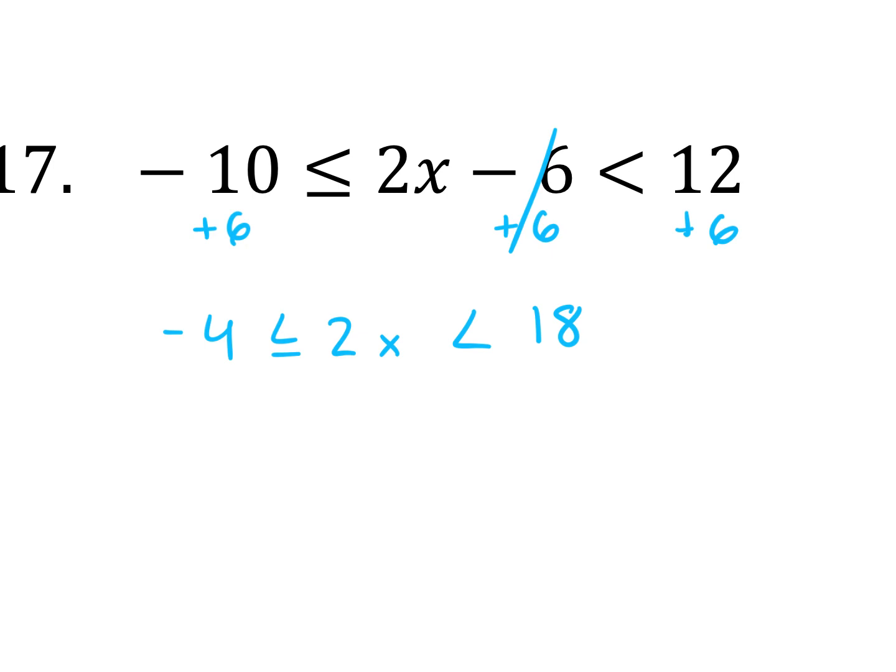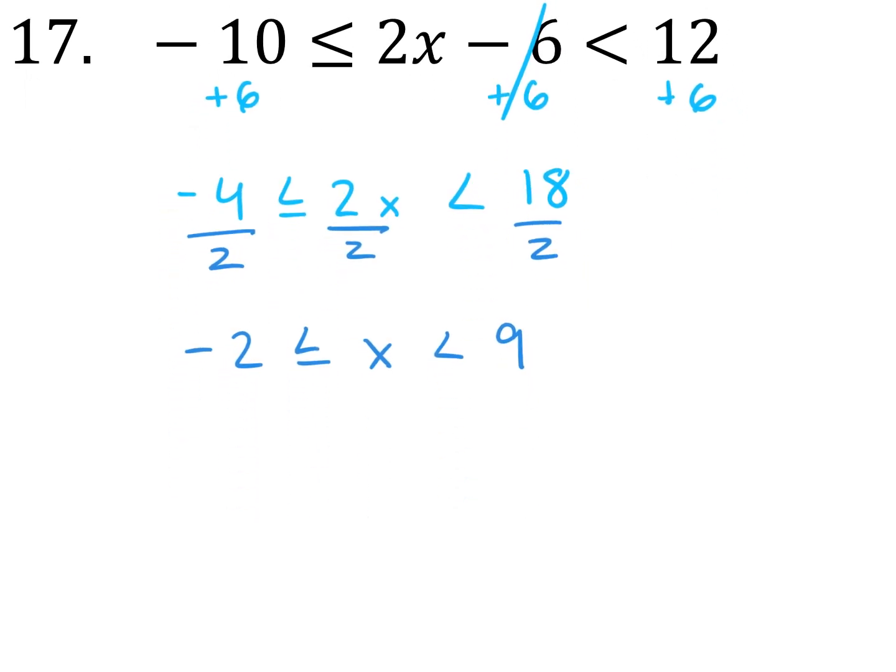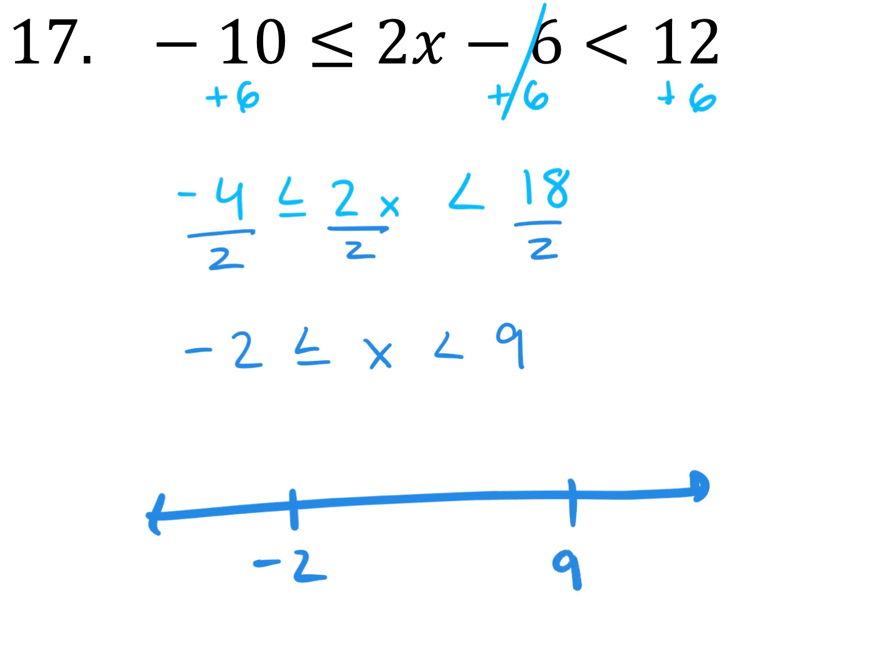What do we do next? Divide by 2. So we're going to divide everything by 2. Make sure you do it on both sides. So we get negative 2 is less than or equal to x, which is less than 9. All right, so here on our number line, we need 2 values. Make sure your smaller one is to the left. So negative 2 and 9.